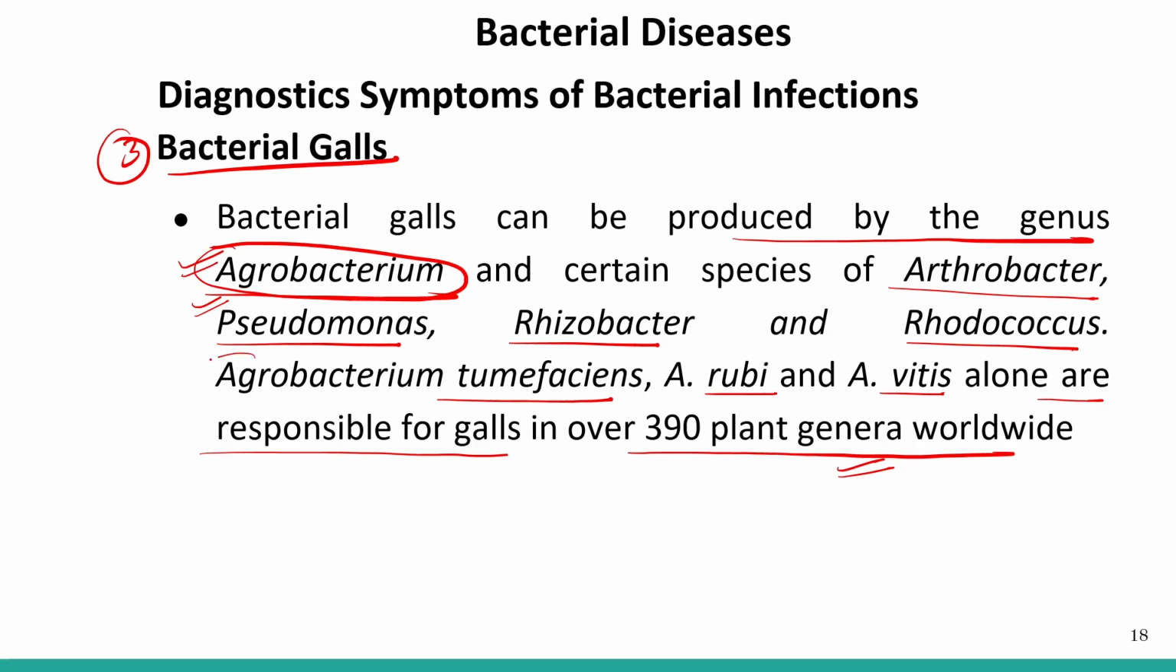And this Agrobacterium tumefaciens has been used in biotechnology, right? So this is very important in that respect also, because it divides and redivides, and it is very easy to introduce any foreign DNA through this bacterium, that is Agrobacterium tumefaciens. Okay, so these are some of the bacteria that you should remember that cause bacterial gall diseases.